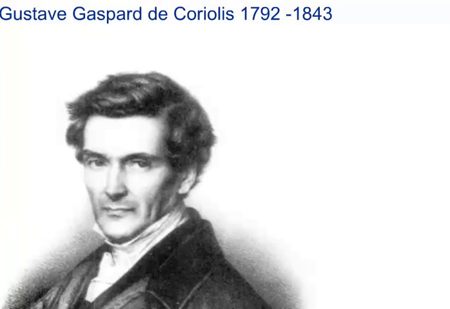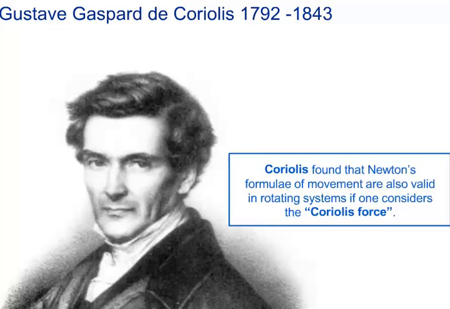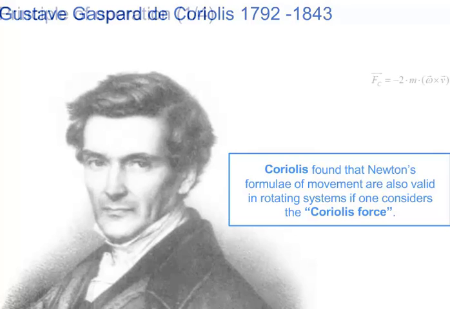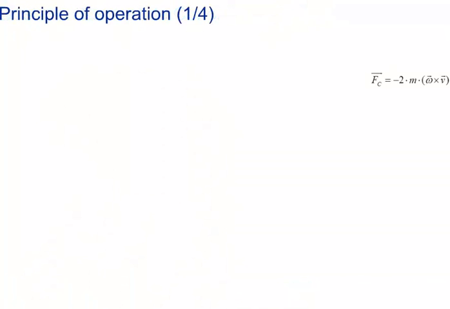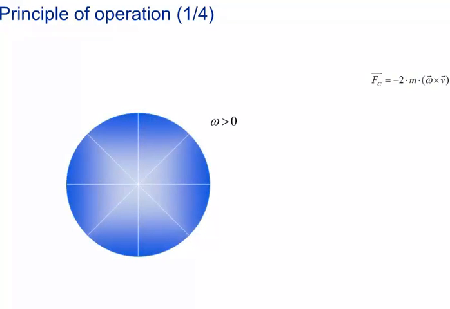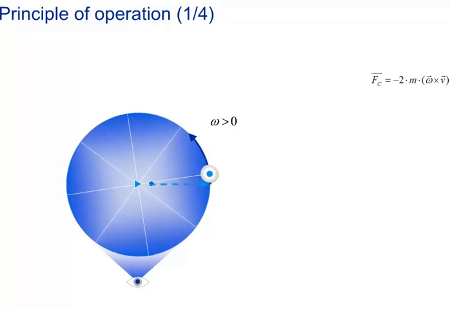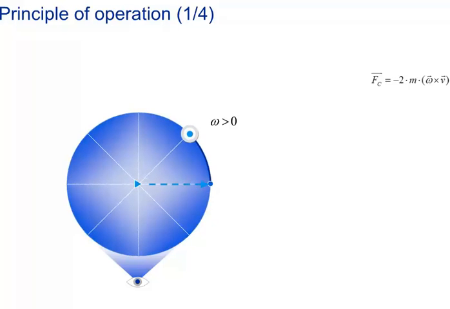Gustave Gaspard Coriolis found out that Newton's formulae of movement are also valid in rotating systems, if one considers the Coriolis force. Experiencing the Coriolis force is a question of the inertial system. Just imagine a rotating disk. If the viewer stands away from the disk, he will see the disk rotating. If a ball in the center of the disk is accelerated to the outside of the disk, the viewer will see a straight line of movement and the disk rotating under the ball.